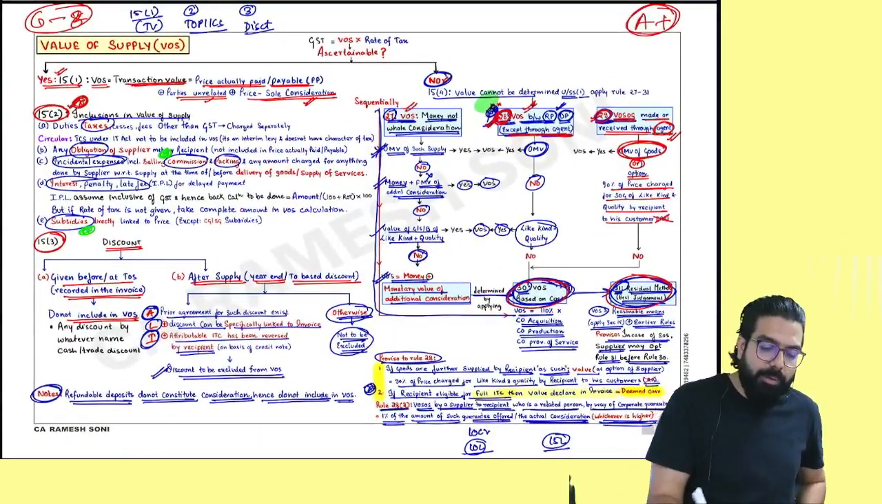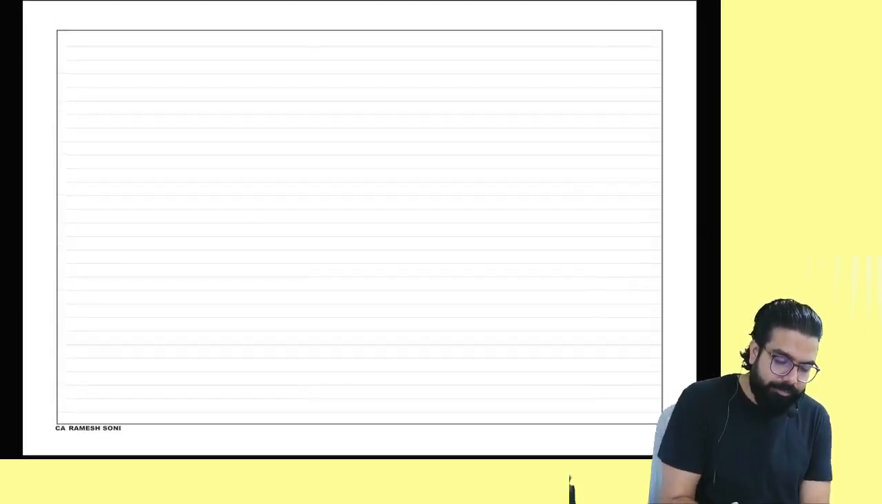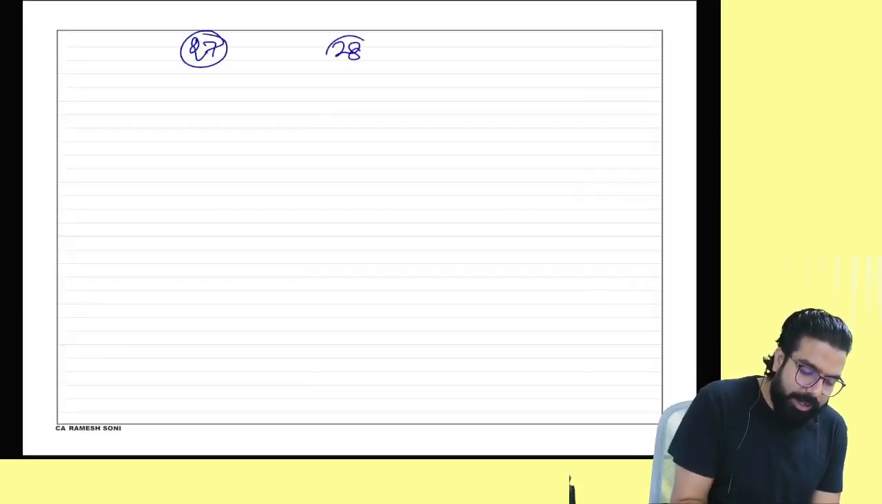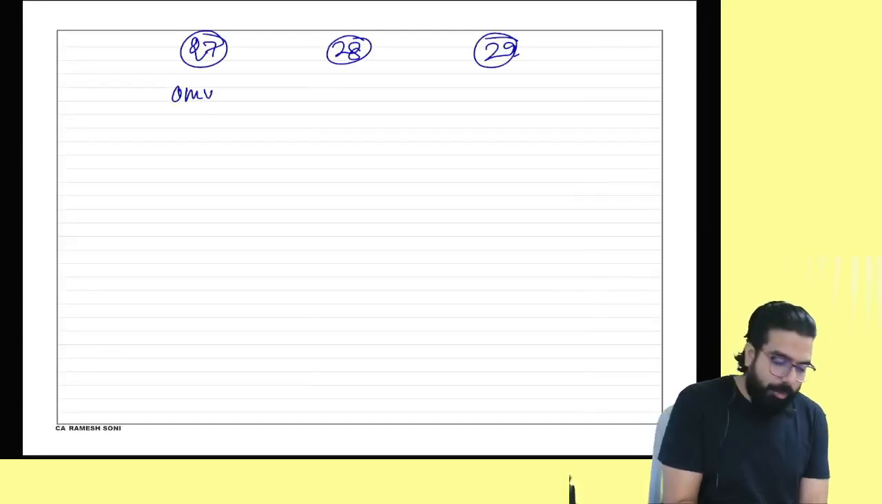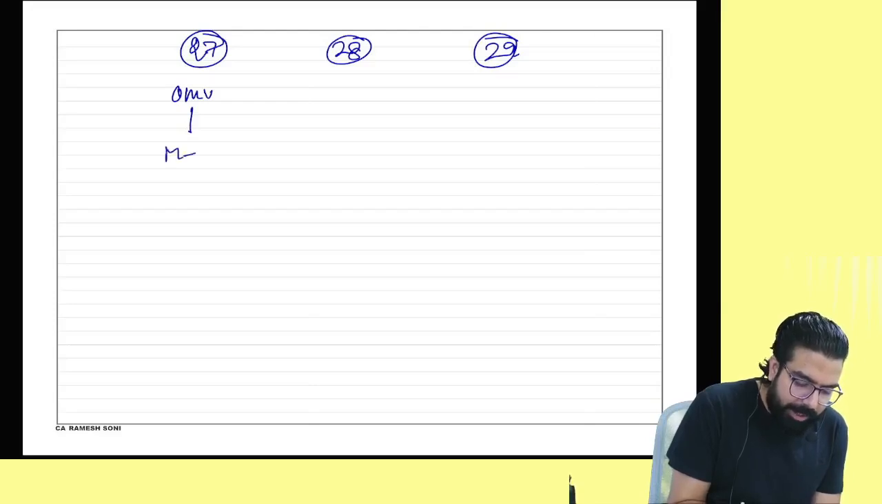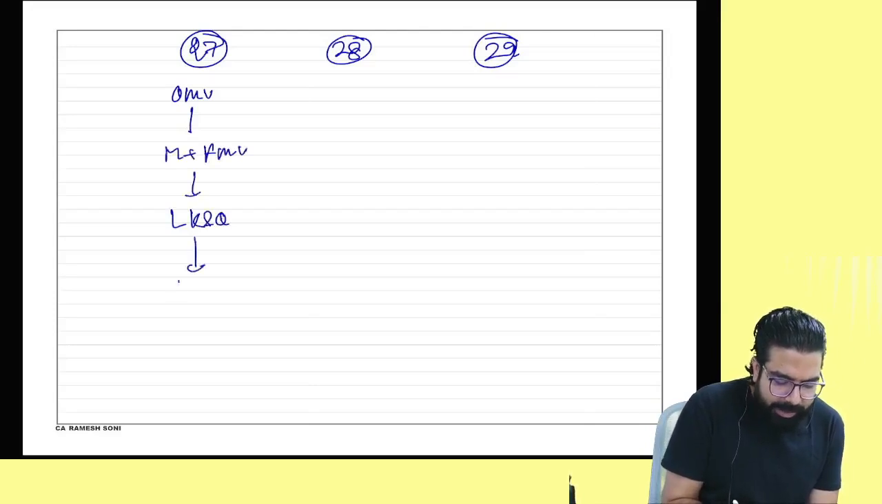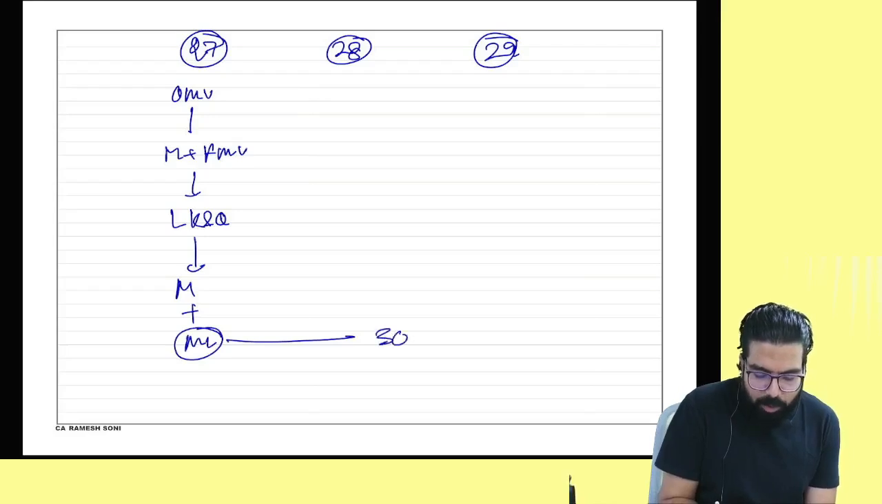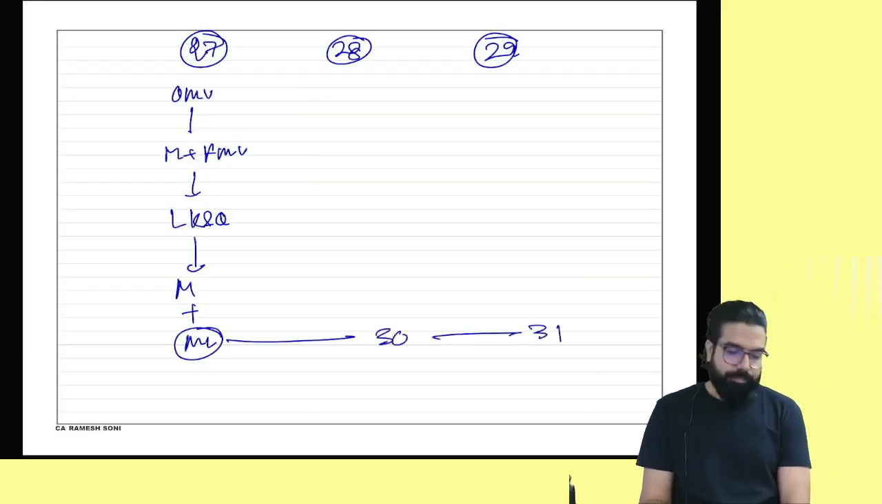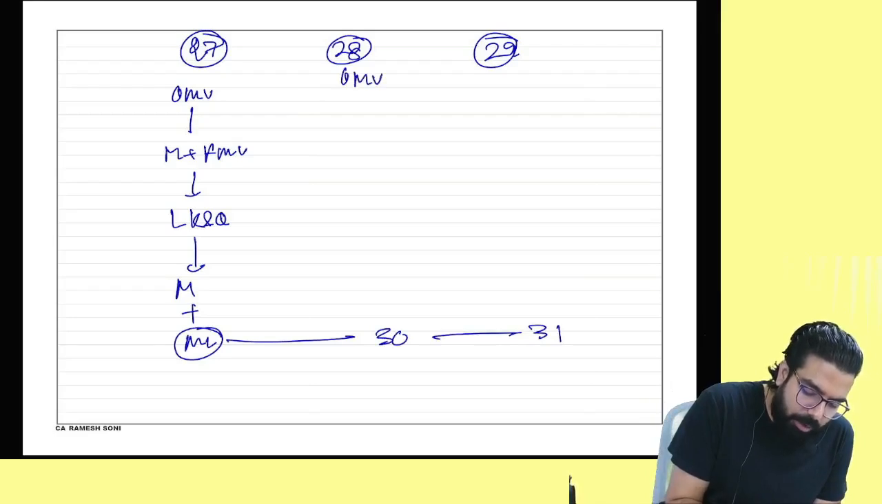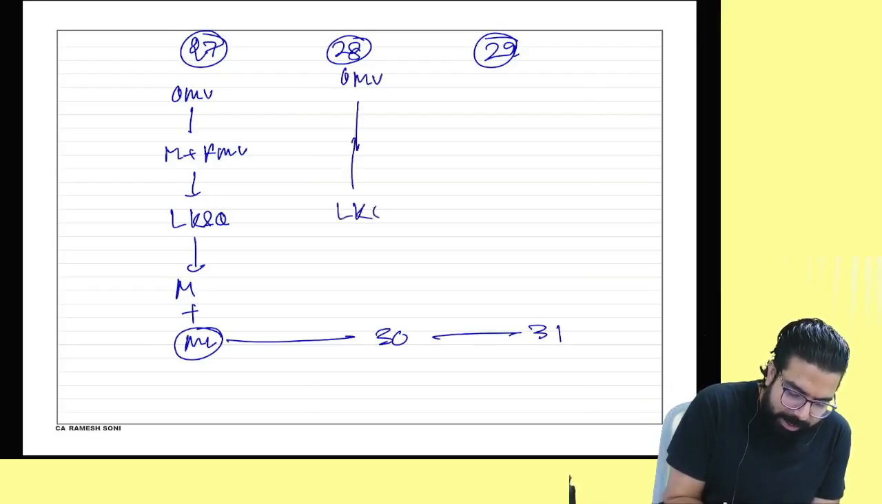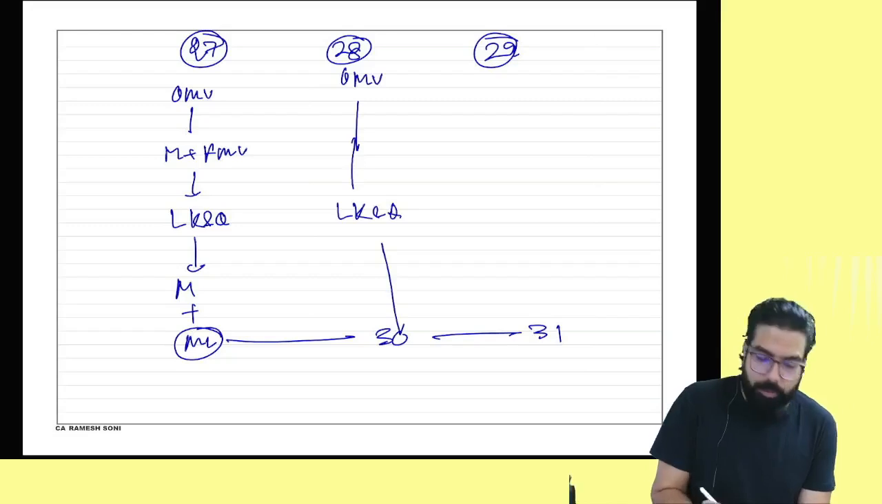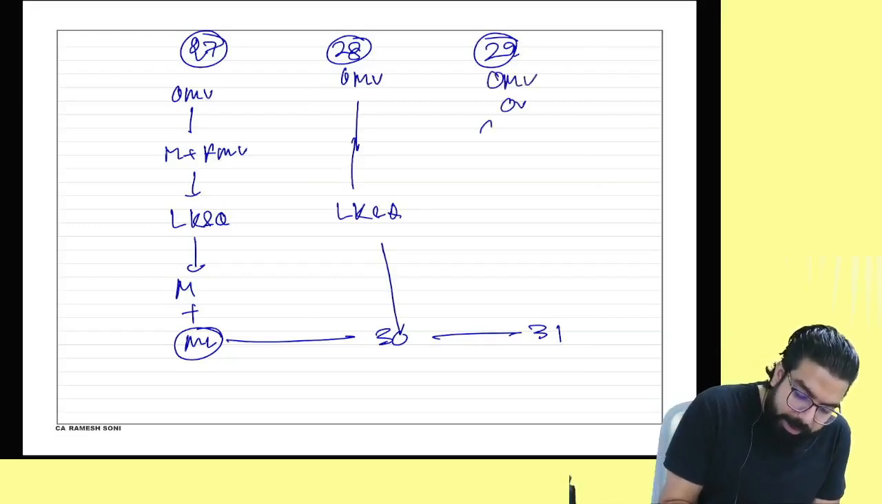Everyone over here. How will you remember rule number 27, 28, 29? Rule number 27, rule number 28, rule number 29. Open market value. If open market value is not there, then money plus fair market value. If that is not there, like kind and quality. If that is not there, money plus market value. How will I find out? By applying rule number 30 and rule number 31. Rule 28: open market value. If the second one is not there, like kind and quality. Then 30 and 31. Here, open market value or 90%.